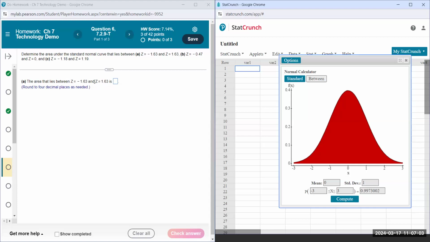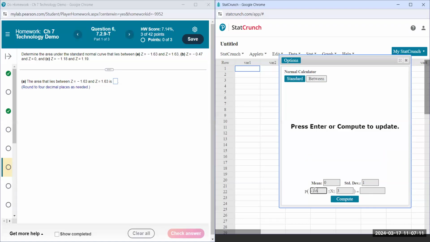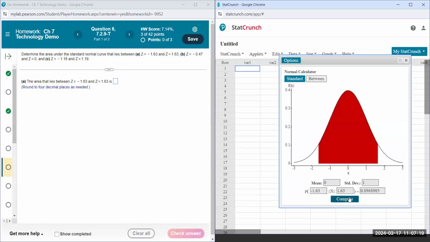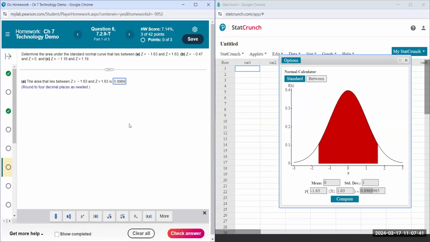Okay, so we're going to do these. So negative 1.63, and that's the empirical rule, and I wanted to illustrate that. Negative 1.63 to a positive 1.63. So that's almost 1.5 standard deviations from the center. Four decimal places again. Mine's 68. The next one's 9, so that's going to push that to 69 at the end there. Practice that rounding.